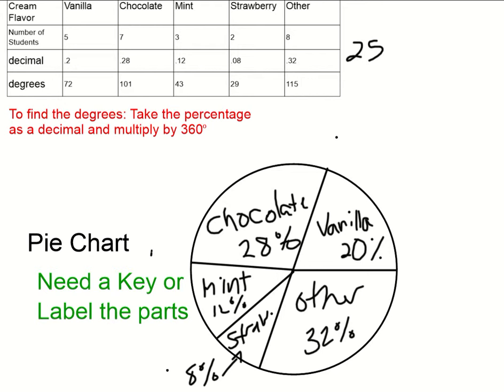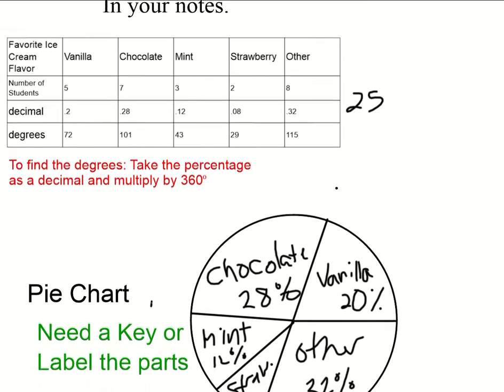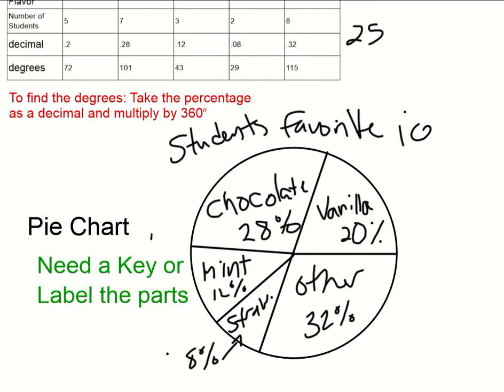If you think about bar graphs and pie charts, their similarities and differences: they're both talking about categorical data, the distribution of data. They need labels, they need a key, and they need a title. Just a reminder, I forgot to put a title on mine. Let's put a title on it. This would be Students' Favorite Ice Cream Flavors.